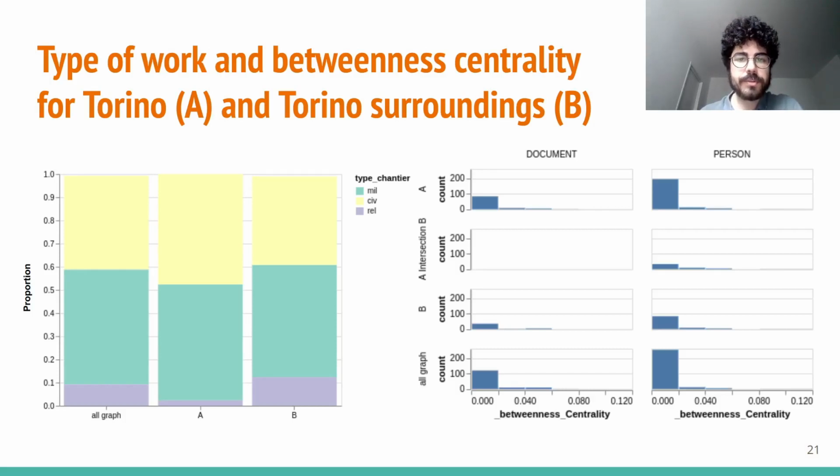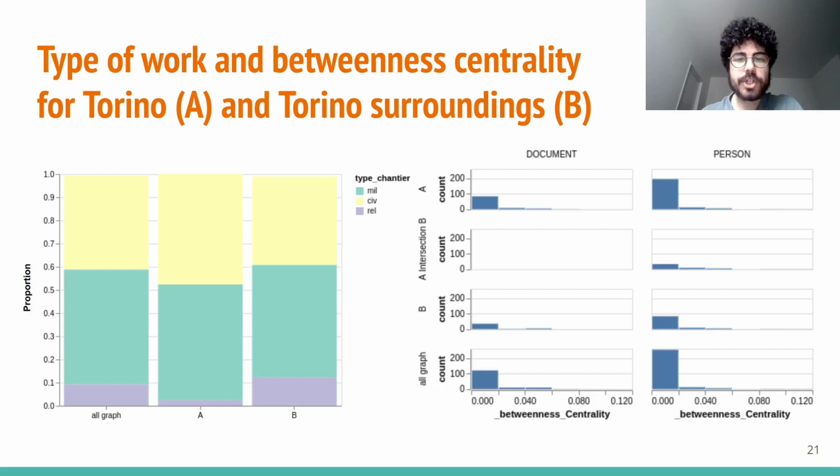Attribute distributions let users answer some of our questions. At the left is shown the distribution of the types of constructions in Torino and in Torino's surroundings. We can see that religious sites were mainly constructed in the surroundings of the city, corresponding to query B, which is interesting to our collaborator.